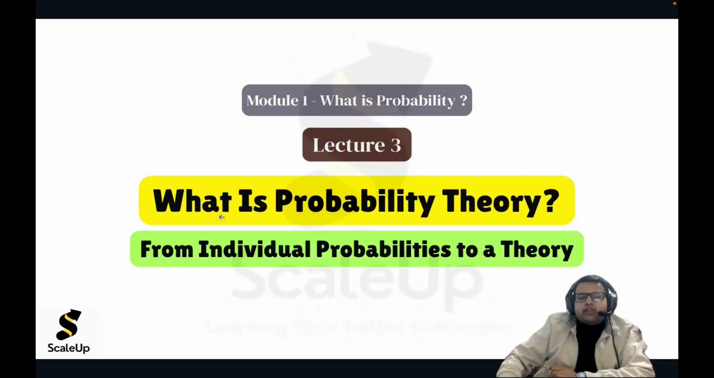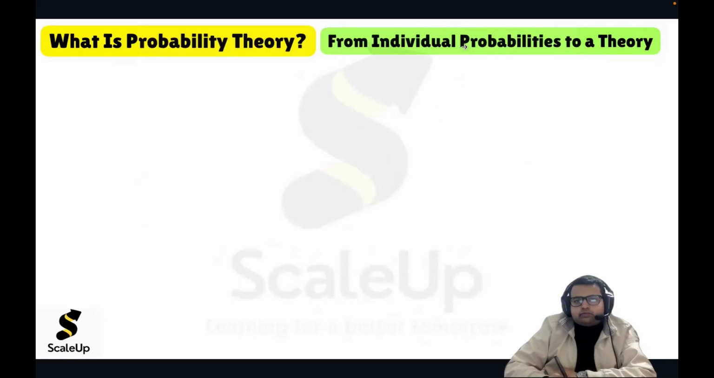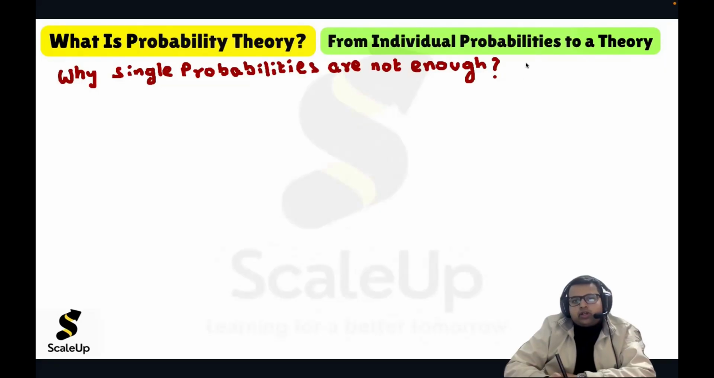First, let us look at the first topic: from individual probabilities to a theory. Let us see why single probabilities are not enough. Take an example: if I say the probability of getting a spam is 0.8, we are quantifying an uncertainty, so this is useful data. Given an email, the probability of it being spam is 80%, but it is incomplete.